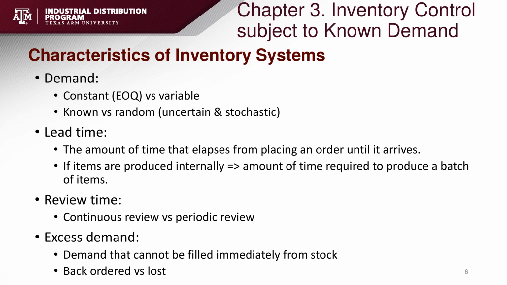Next is lead time, the time from placing an order until it actually arrives. Then there's review time. Is it a continuous review where transactions are recorded as they occur, like a modern supermarket, or a periodic review where you check at discrete points in time, for example, every Monday or the first of the month? Finally, how do we handle excess demand?